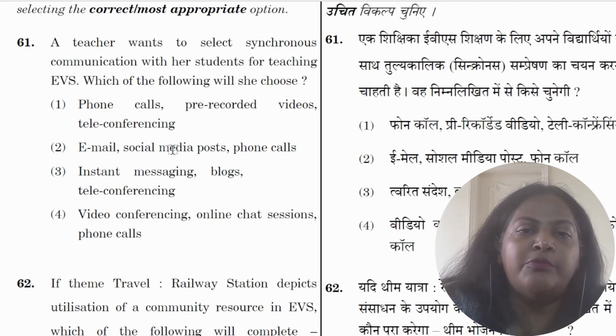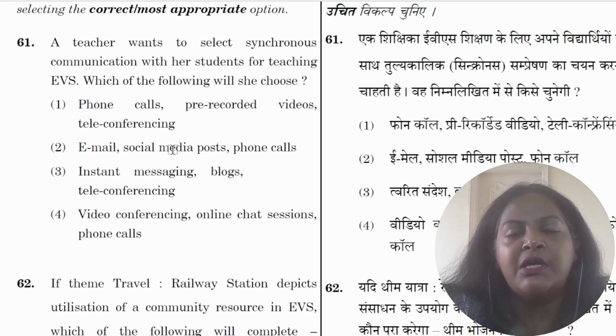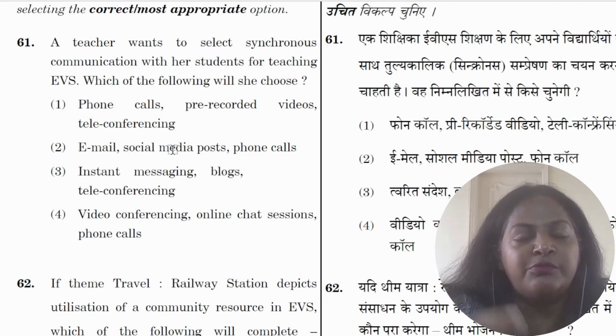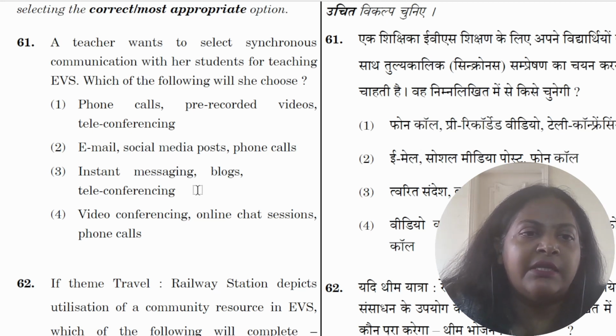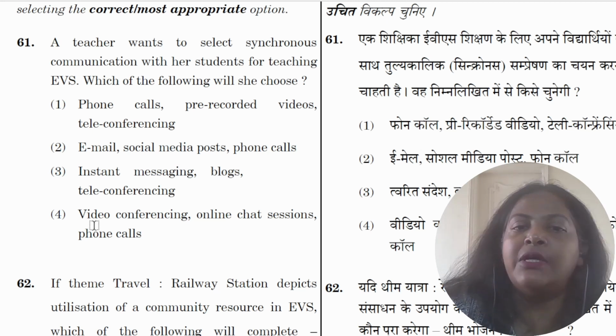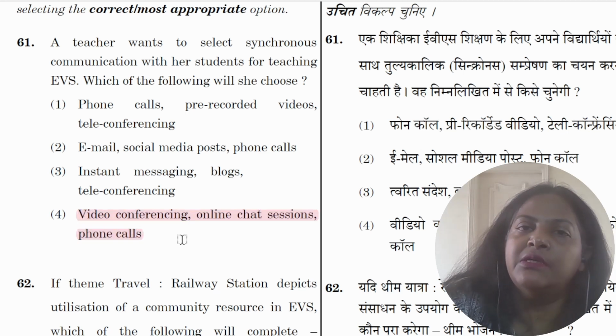Email, social media posts, so these are also not synchronous because the teacher can put it up before and the student can see it later. Instant messages, blogs, and teleconferencing, out of which blogs is not synchronous. So video conferencing, online chats, and phone calls. So this will be a synchronous system.